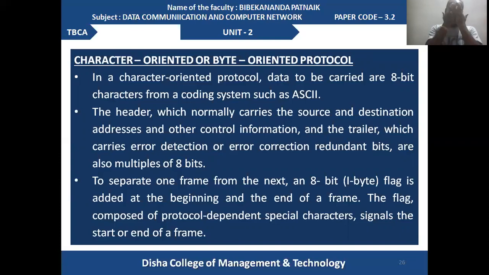As I said earlier, every individual frame in any bit or byte oriented protocol contains the flag, in the beginning as well as the end. The beginning flag or the end flag contains 8 bits of data. That's why, to separate one frame from the next frame, an 8-bit, that is 1 byte, flag is added at the beginning as well as the end of the frame.